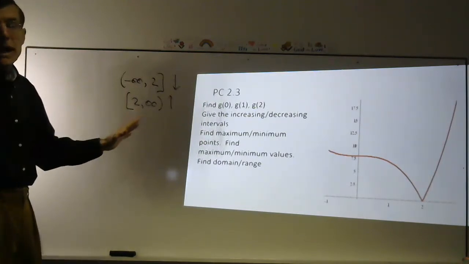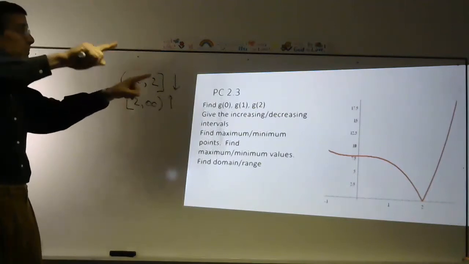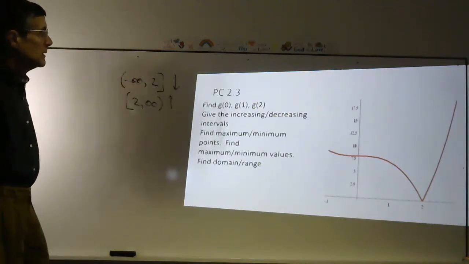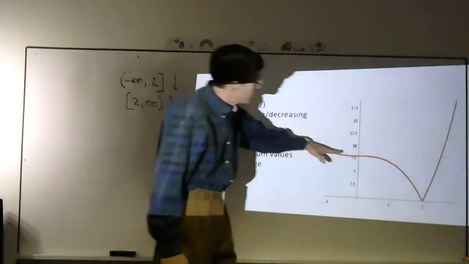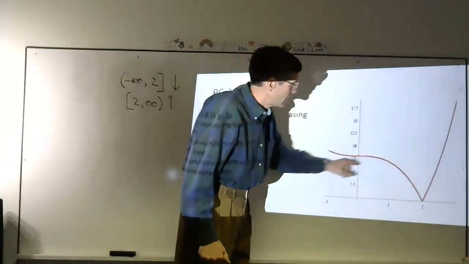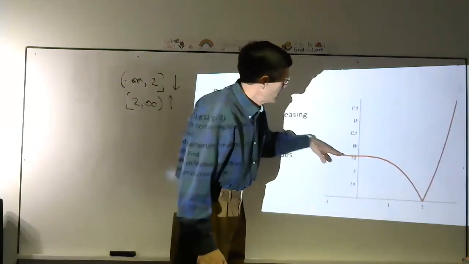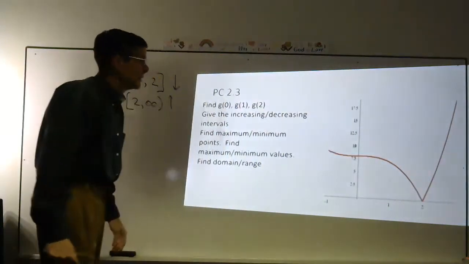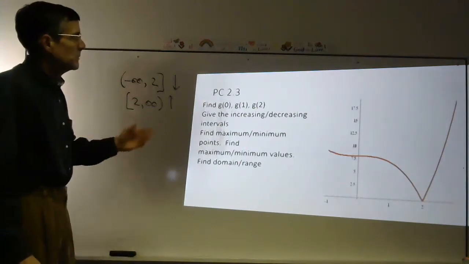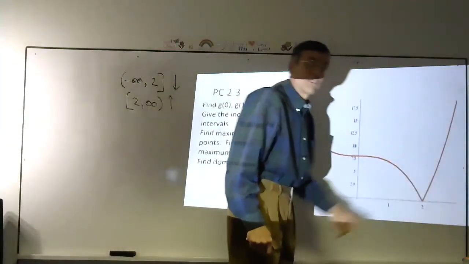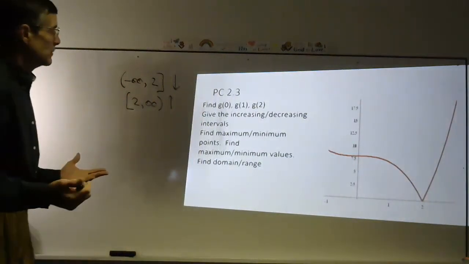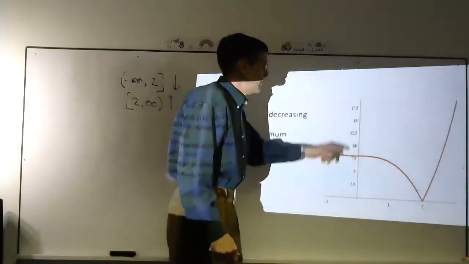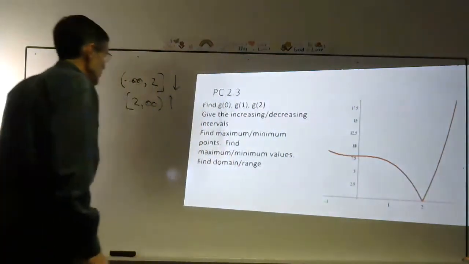We have no maxes. The curve keeps going up forever and ever and ever. Okay? How about mins? Now, I'm assuming right in here it's constantly going down. It looks like it's almost flat, but I'm assuming it's constantly going down. Okay? Minimum point, 2, 0 would be the minimum point. Find the maximum and minimum values. There is no maximum value. Minimum value is just 0.